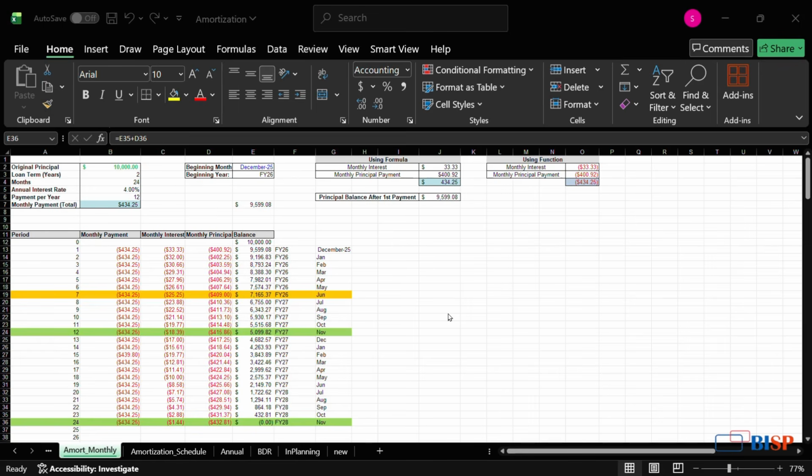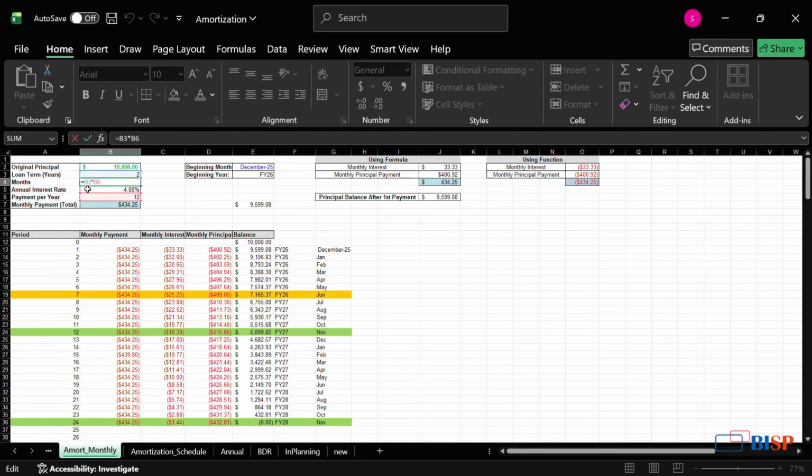Now that we understand the business requirement, let's build a complete amortization model in Excel. At the top of the sheet, we have the key loan assumptions that drive all calculations. We start by entering the loan details provided by the business. So original principal is $10,000. Loan term is 2 years. Annual interest rate is 4% and payments per year is 12. Since loan payments are made monthly, we convert the loan term into total payment periods. So 2 years multiplied by 12 gives us 24 monthly payment periods. So our amortization schedule will contain 24 payment periods.